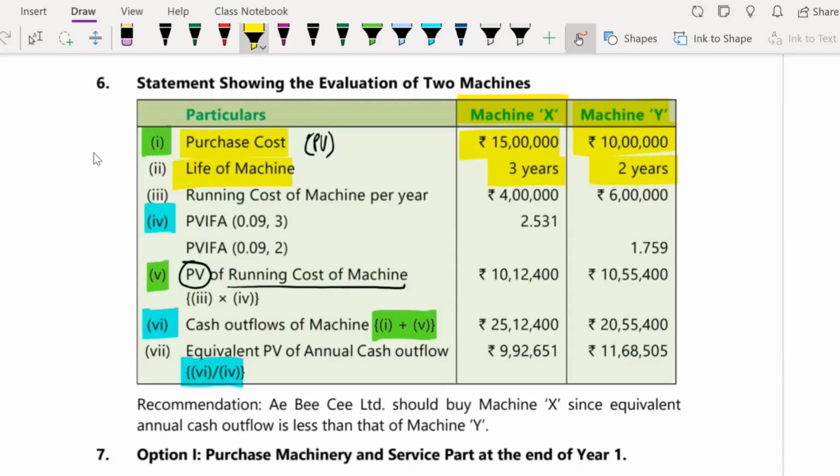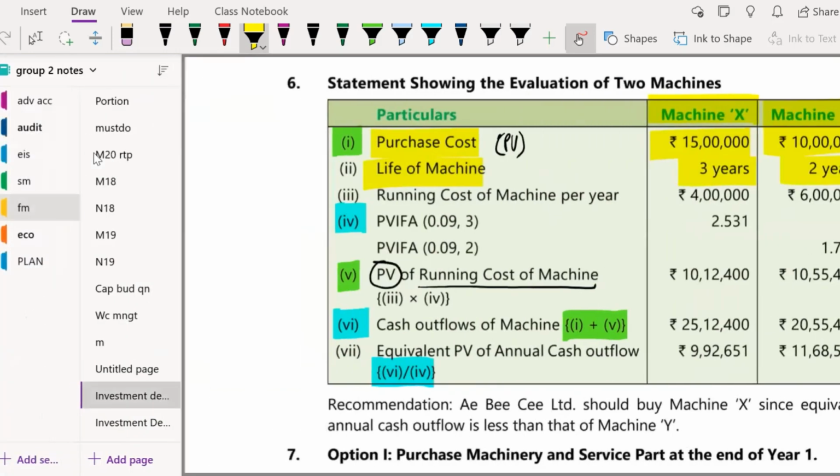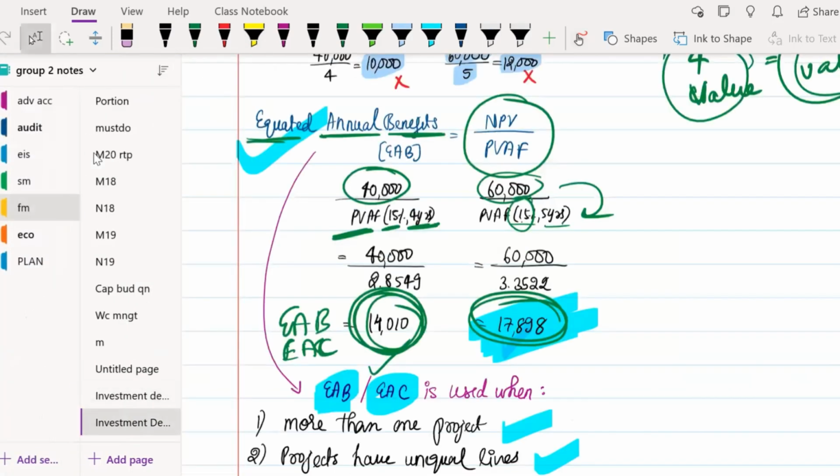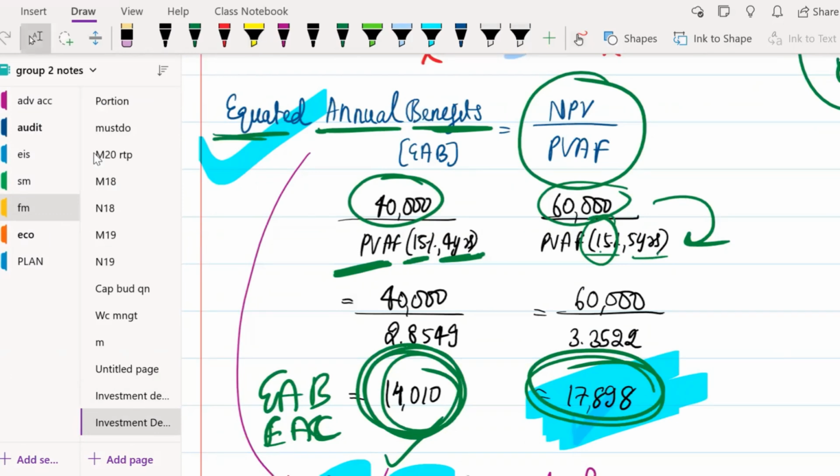Okay, this concept I taught you in the concept class itself. I hope everybody remembers. Okay, wait, I'll just show you that page. Okay, so here you see we saw this concept, equivalent annual benefits, and how do you find it out? NPV divided by PVAF. Okay, yes.